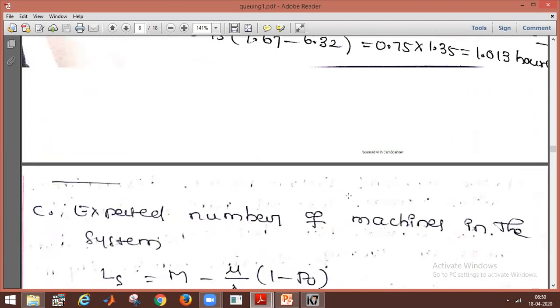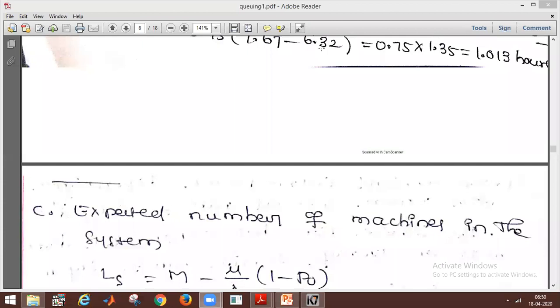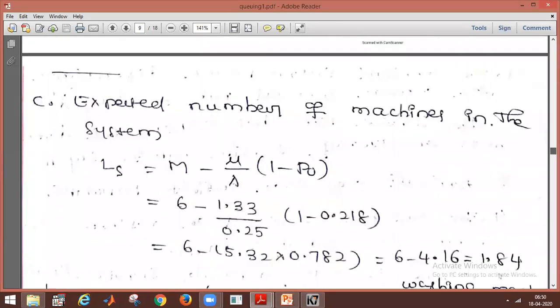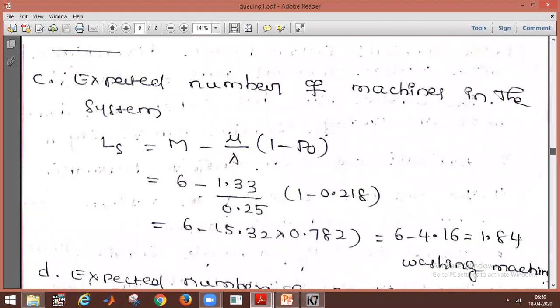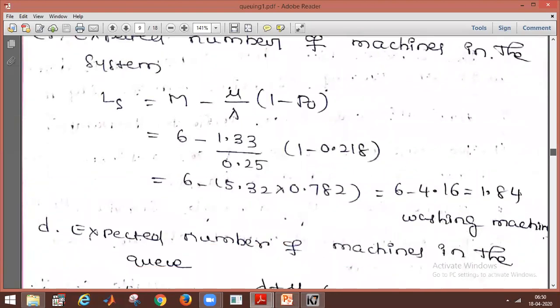So next, the expected number of machines in the system. What is the formula? LS is equal to m minus mu by lambda times 1 minus P naught. Substitute the m, mu and lambda values, and we will get the required number of waiting machines.